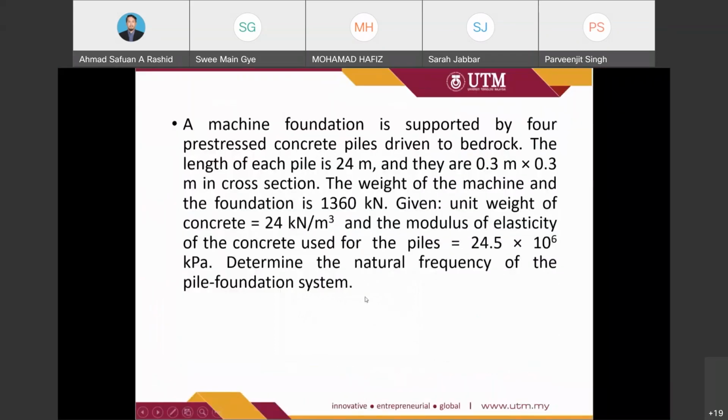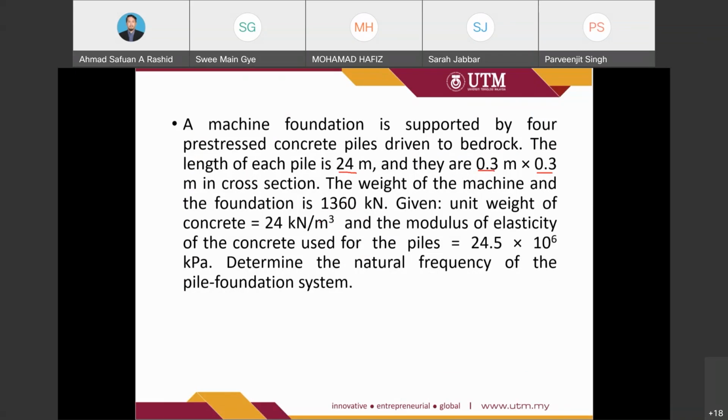Driven to bedrock. The length of each pile is 24 m, and they are 0.3 meter times 0.3 meter in cross section. Okay, so it is a square pile. The weight of the machine and the foundation is 1,360. Okay, so this is the W.